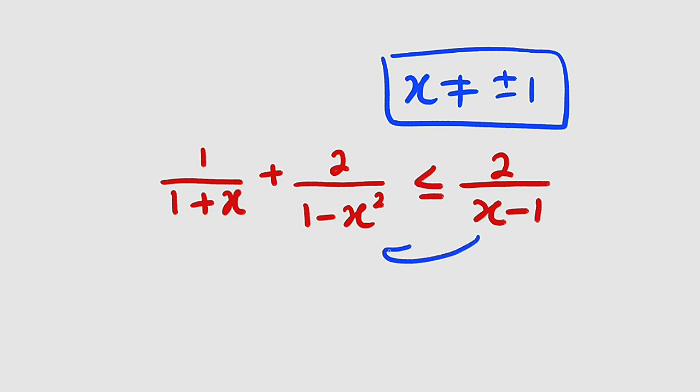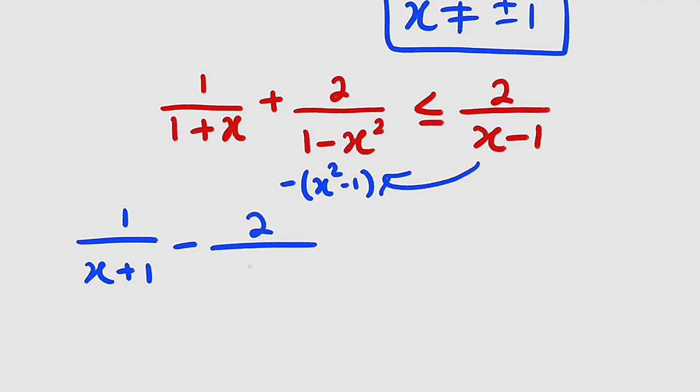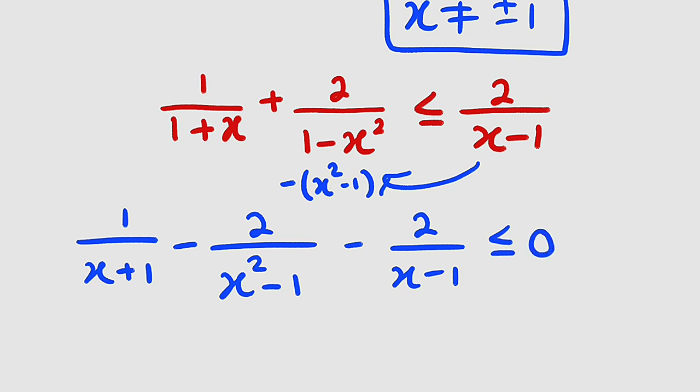Now let us bring this term to the left hand side. To the left hand side we already have 1 divided by 1 plus x, but I can write it as x plus 1 all the same. And this can be written as negative x squared minus 1. They are all the same if you factor out negative 1. So we can write it as minus 2 divided by x squared minus 1. As this crosses over, it becomes negative 2 divided by x minus 1. Nothing to the right hand side, so we have less than or equal to 0.